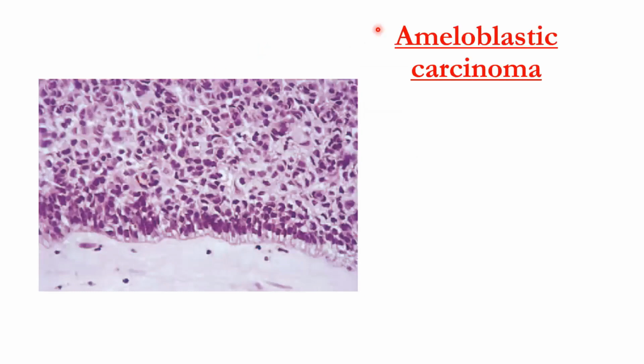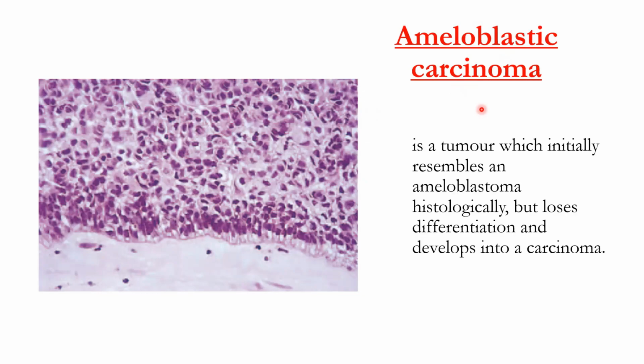So the malignant complication in case of ameloblastoma is called ameloblastic carcinoma. In some of the sections, we might not be able to differentiate it from any other carcinomas because the picture will be very, very similar. But on careful examination, you will see ameloblast-like cells in some of the sections, and that's when you will understand that it is an ameloblastic carcinoma. It might have started as a normal ameloblastoma, but then loses its differentiation and develops into a carcinoma later on.